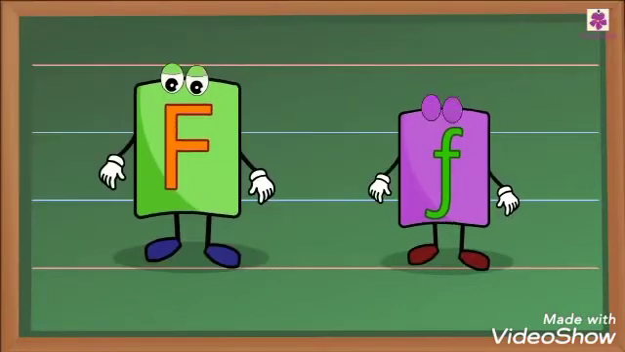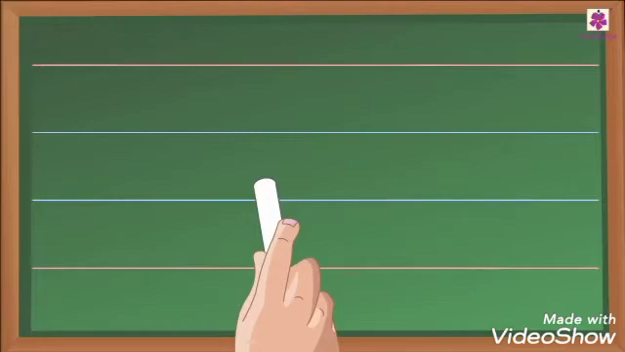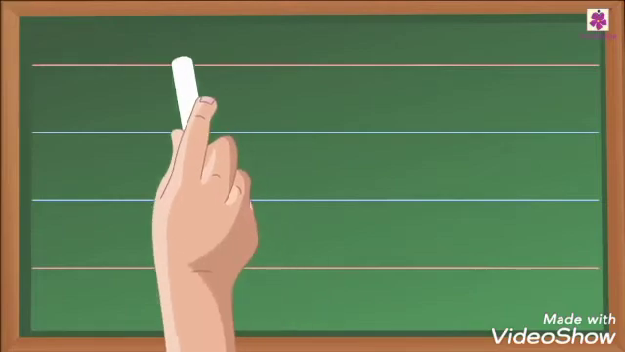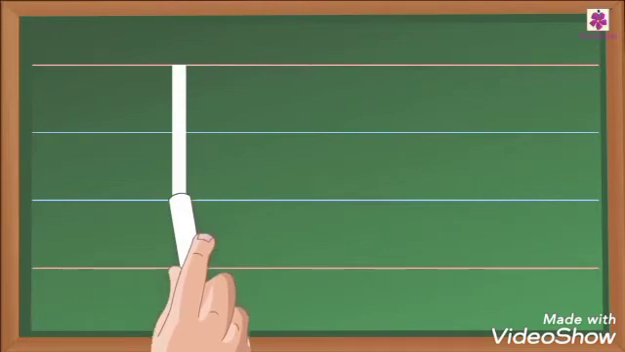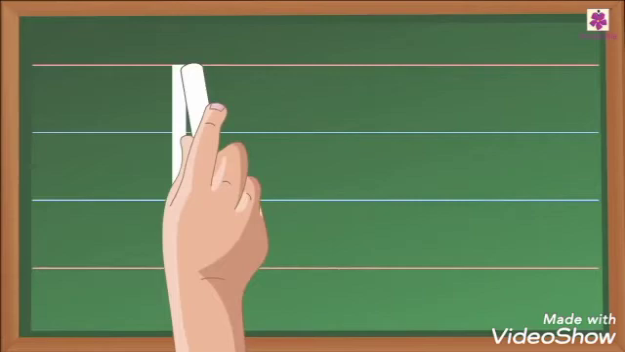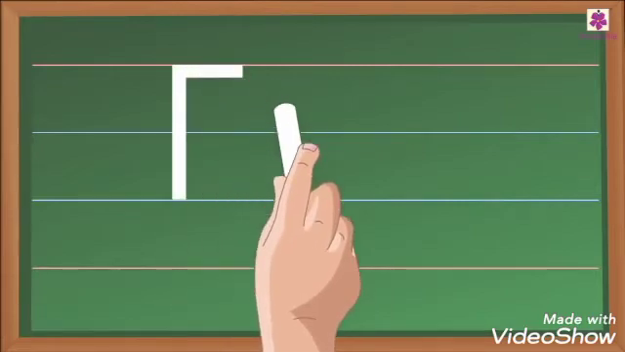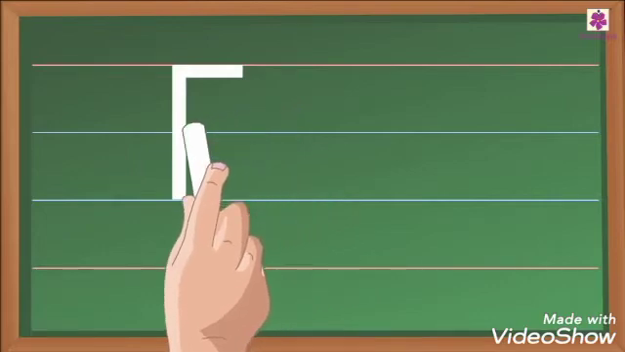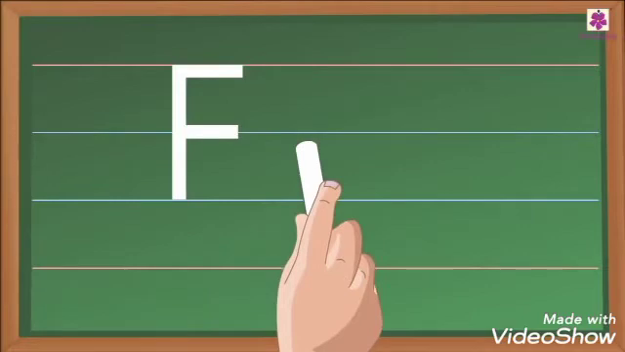F. Capital F. Start from the top and draw a standing line down. Go again to the top and draw one sleeping line to the right. Then go to the middle and make another line in the same way.